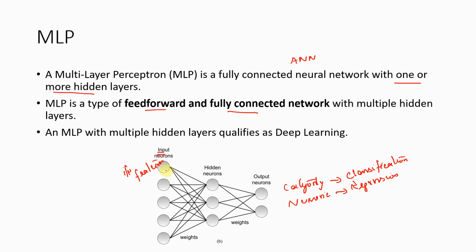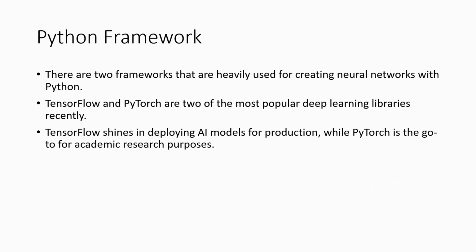Every input neuron from the input layer is connected to the hidden layers, and every neuron in the hidden layer is connected to the output neurons. That's why it is called a feed-forward and fully connected neural network. When the number of hidden layers in the MLP increases, that leads to a network called a deep learning neural network.